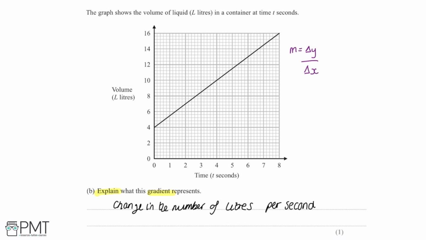So alternatively here, because we have a value per second, we could use the word rate and say the rate at which the container fills. Or we'd still get the mark for saying something like the number of litres added per second, as long as it's an explanation relating to the rate of change of volume with time.